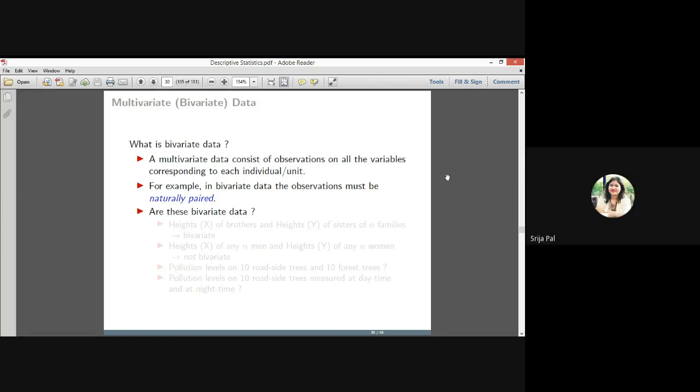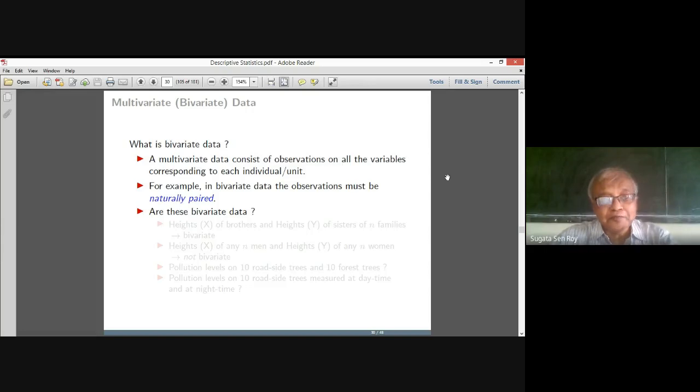Is it right? They are not related. So I have to measure the height and weight of the same person. I can't take heights for 10 different persons and weights for 10 completely different other persons. It has to come from the same person, so it has to be paired. In this case, it's very obvious.